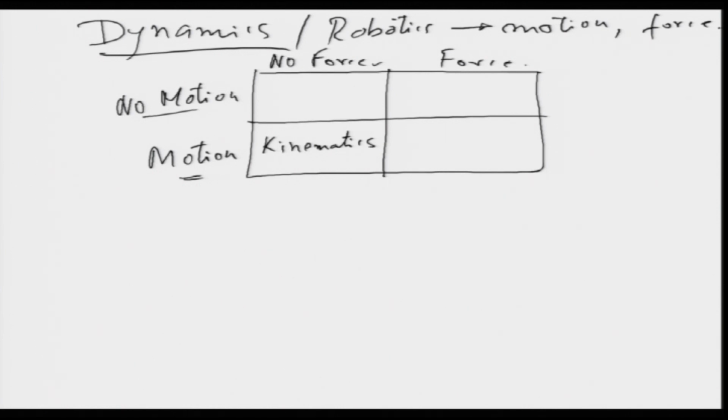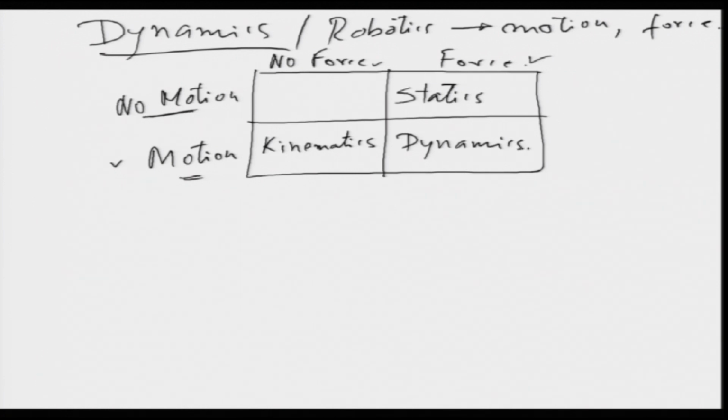Now, if you are looking at force but no motion, then we are talking about statics. Statics is the study of forces which are getting transmitted, reaction forces, etc., when there is no motion. For example, a bridge does not move, so you will probably be doing static analysis, whereas for a robot which is moving, we will be doing kinematic analysis. Now, if you are looking at motion and force together, then this is called dynamics.